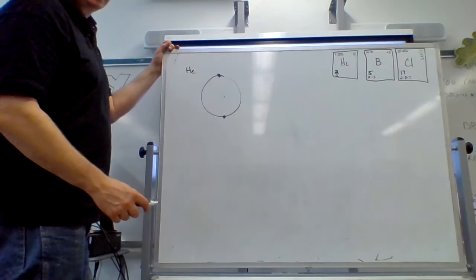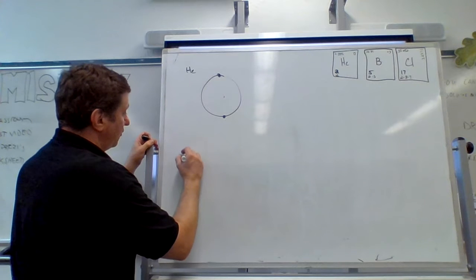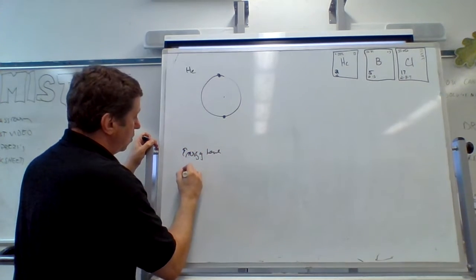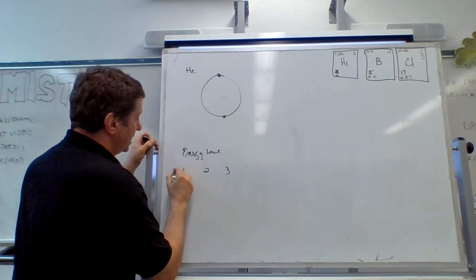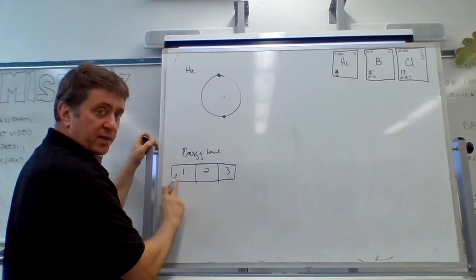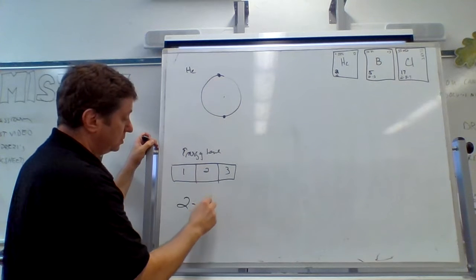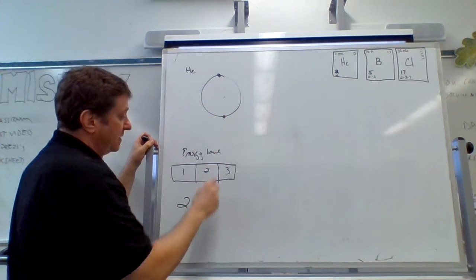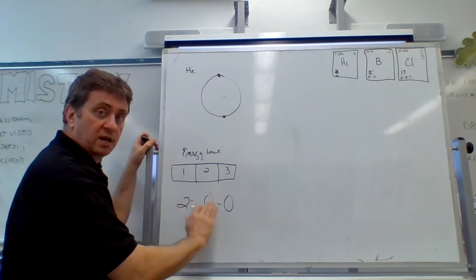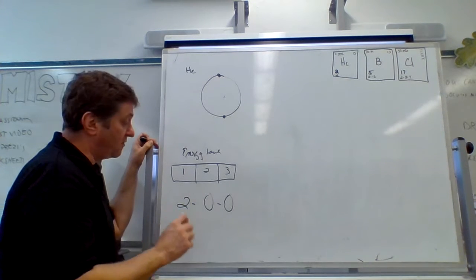Another way to write that is just to write for each energy level, 1, 2, 3, just write down the number of electrons. Energy level 1, 2, energy level 2, 0, because there's none. Energy level 3, 0. So we have just invented a new convention for how to demonstrate the electron configuration for helium.